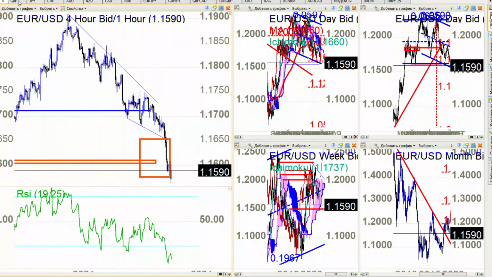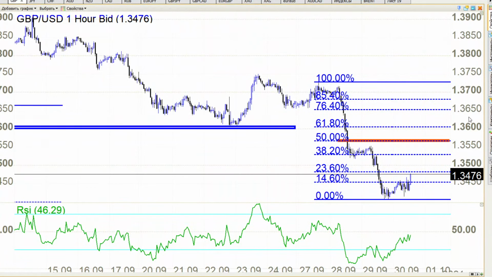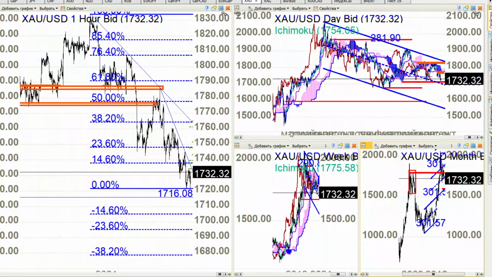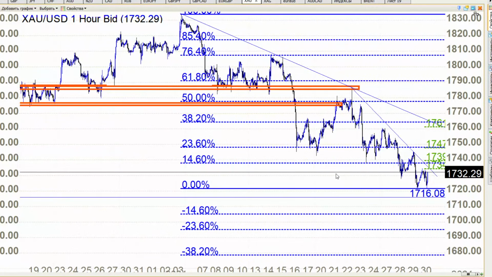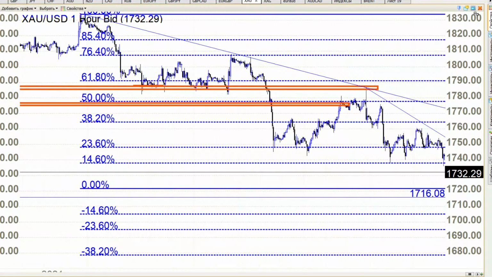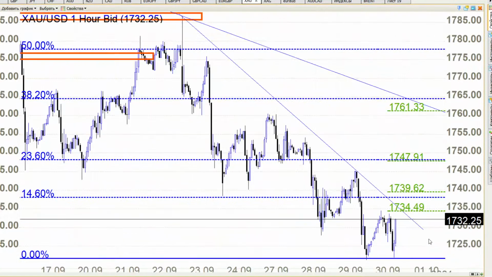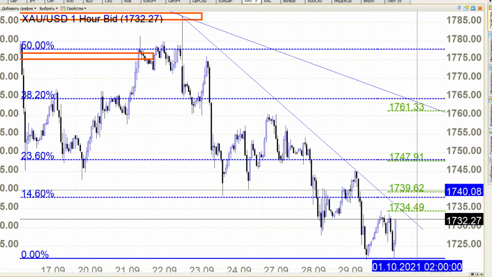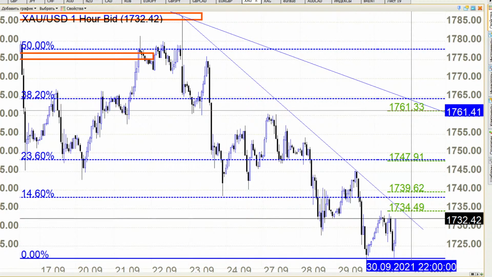Okay, so for the Great Britain pound, now you know what's up, and you can still trade today. Let's talk about gold a little bit, because for gold I see some critical moments. It's right here. The critical situation is around 1734. After they break this level of resistance, here are your targets. After they break 1734, you buy with the target 1739, 1747, and 1761.